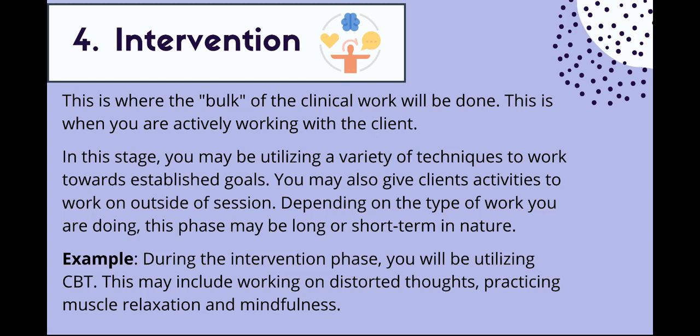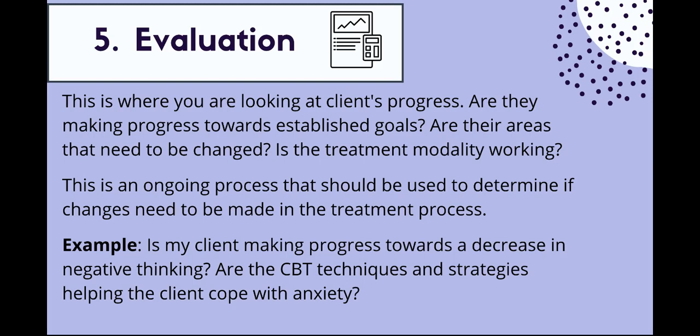Here's our example. We're going off of that anxiety CBT example. During the intervention phase, you'll be utilizing CBT, cognitive behavioral therapy. This may include working on distorted thoughts, practicing muscle relaxation, and mindfulness. So we're doing the CBT work with the client in the intervention. The next step, step 5, is evaluation. And we know that in social work, it's part of our code of ethics that data has to be a part of the work that we do. So in evaluation, we are looking at the client's progress.